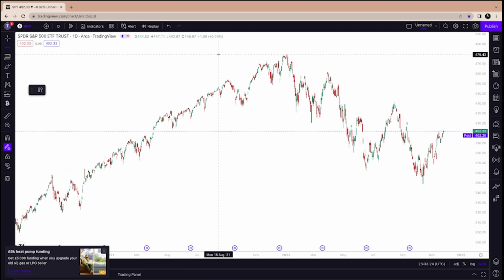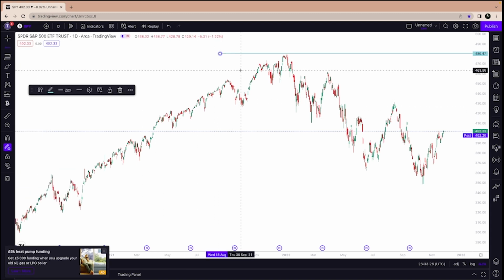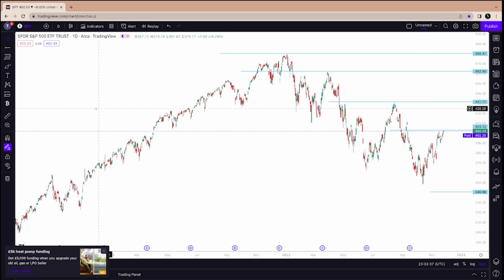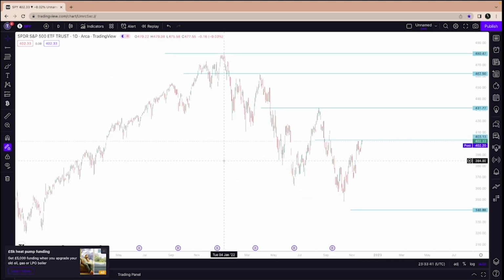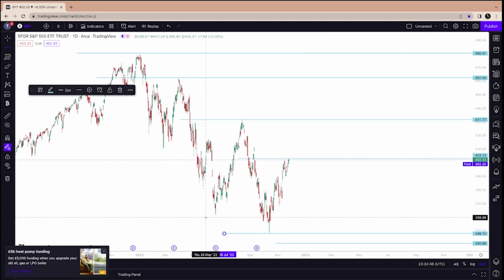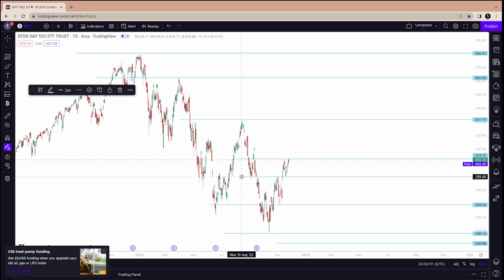So I've got one here, another one just here. We've got another one forming just here. These are your swing highs currently being formed. Now let's find our swing lows based on this chart. So our swing lows are just one here. That's the low. Another one just here, guys. Another one just here. Now I've identified my swing lows and swing highs.